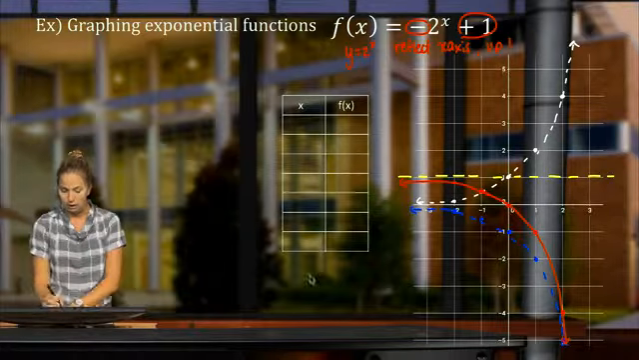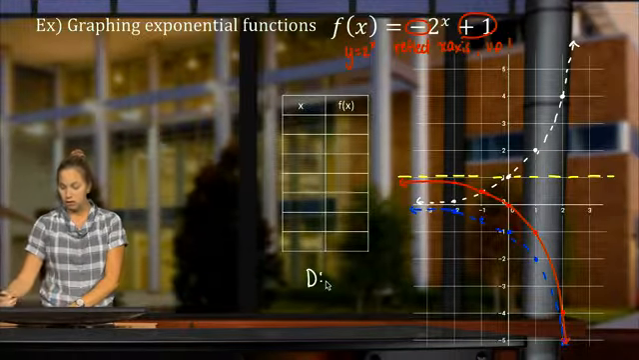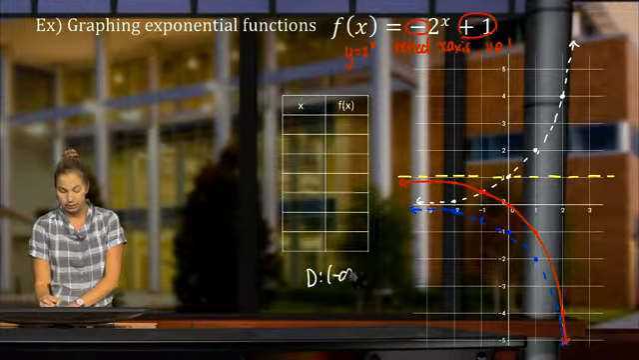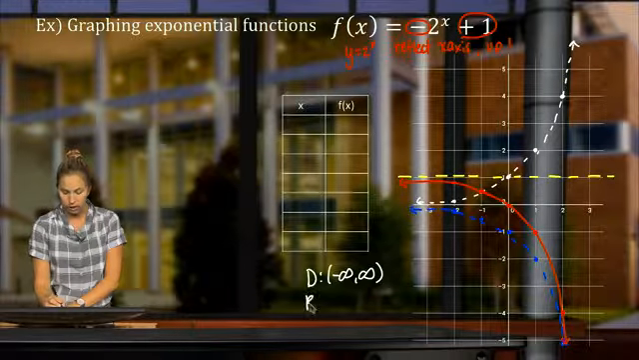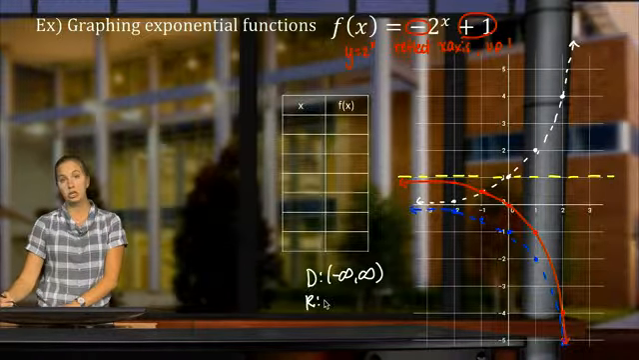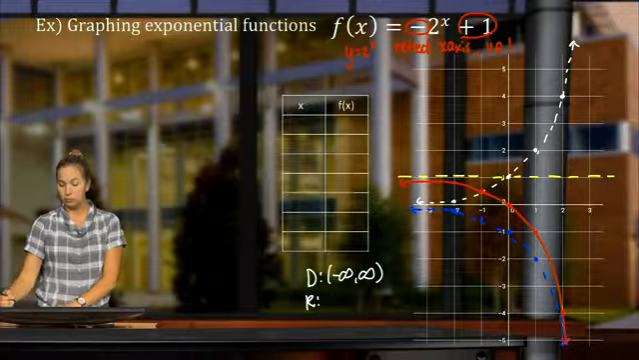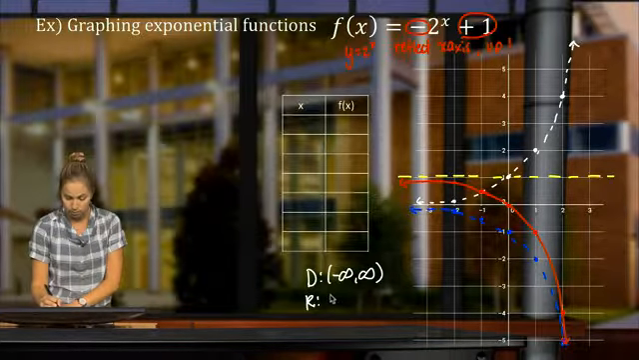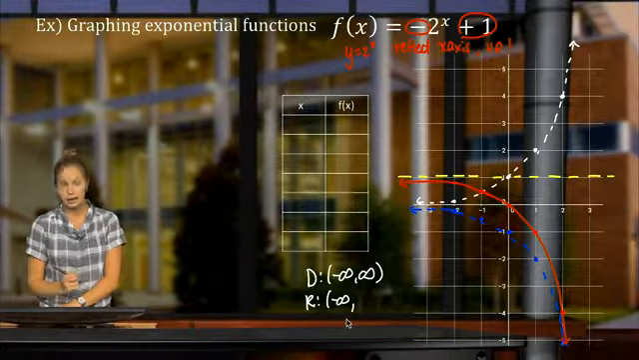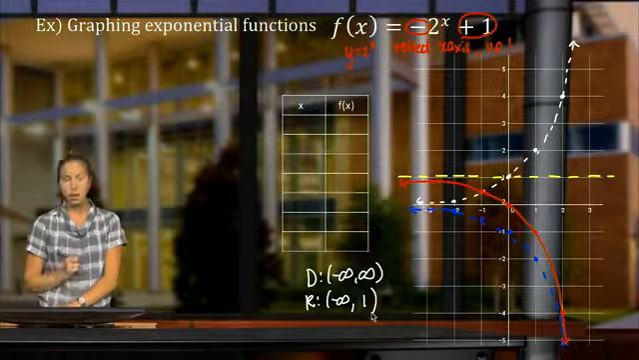So the domain for this new function is still negative infinity to infinity. Our range is what changed. Our range, if we're looking at the graph in red, is from, I'm sorry, negative infinity, not 0. Negative infinity to positive 1.